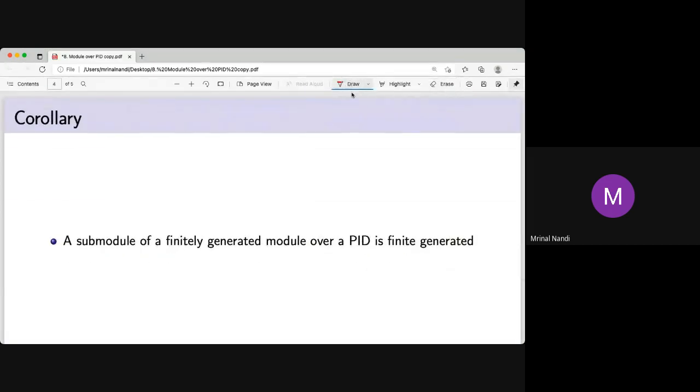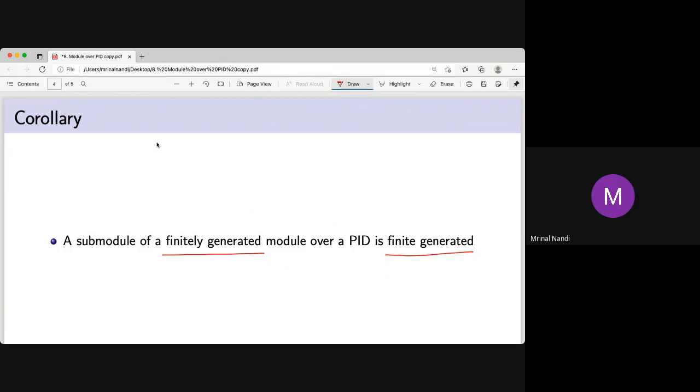Now, the most important corollary is this: a submodule of a finitely generated module over a PID is finitely generated. This is very important, because the dimension is less than or equal to the dimension of the module. So it is finitely generated. So a submodule of a finitely generated module over a PID is finitely generated. That is very important. The idea is again the same.